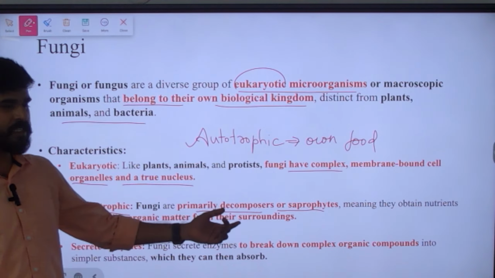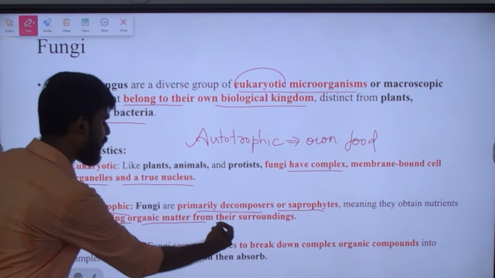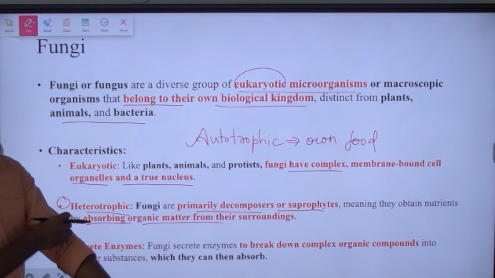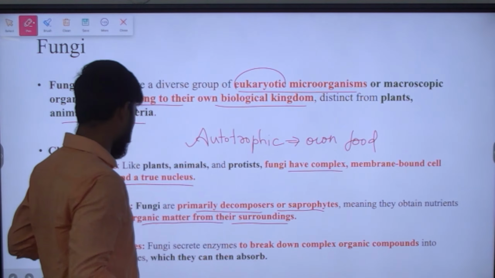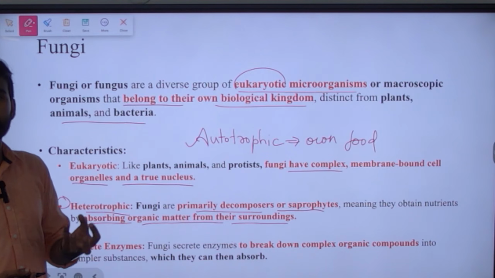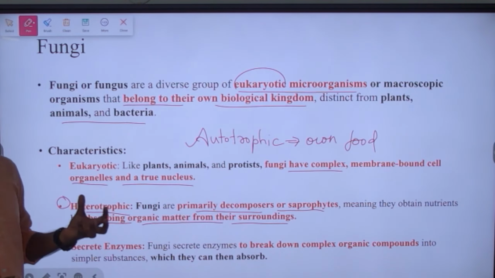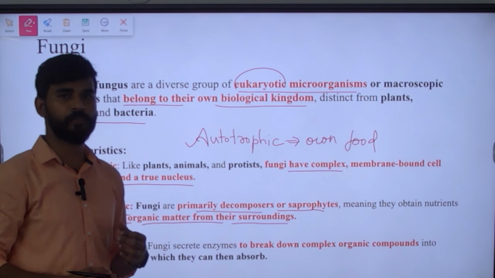And what are saprophytes? Those organisms which obtain nutrients by absorbing organic matter from their surroundings. Those are called as saprophytes. So those organisms which absorb organic matters from their surroundings and then they extract nutrients from them. Okay, such organisms are called as saprophytic organism, and fungus are saprophytic.